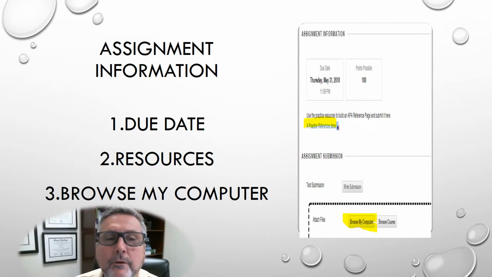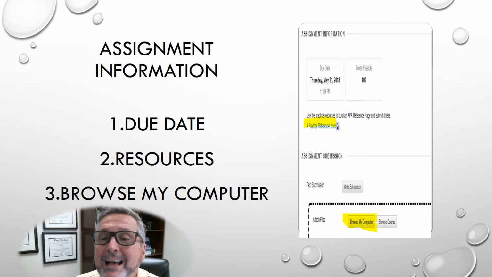So when you click on the assignment, you'll see the information here in the right column of this slide. And there are several things that you'll see under assignment information. First of all is the due date, May 31st for this one at 11:59 p.m. The second is the resources. Anytime that there is a resource that you need to complete your assignment, it will show up here.